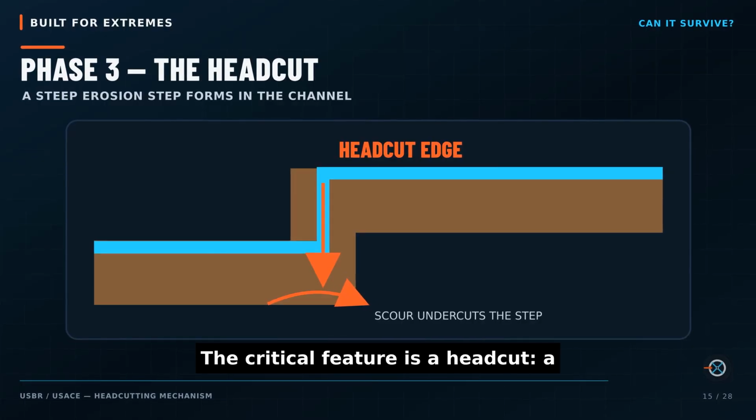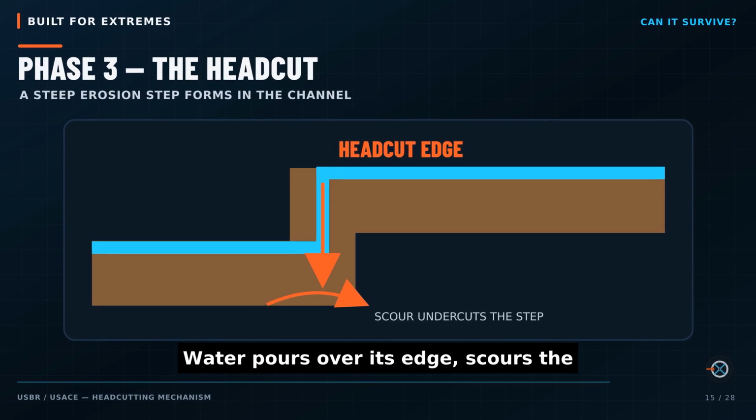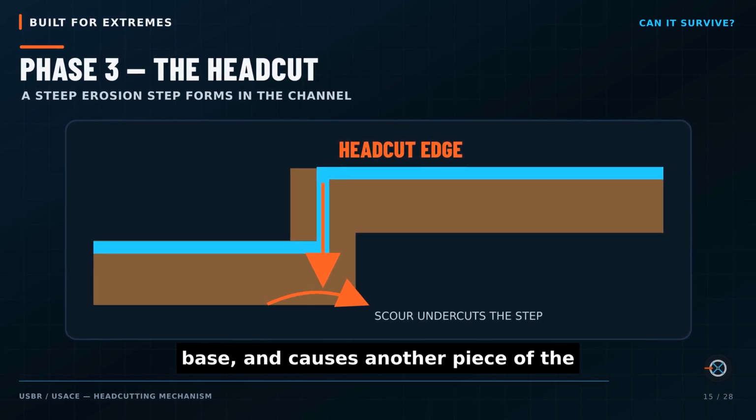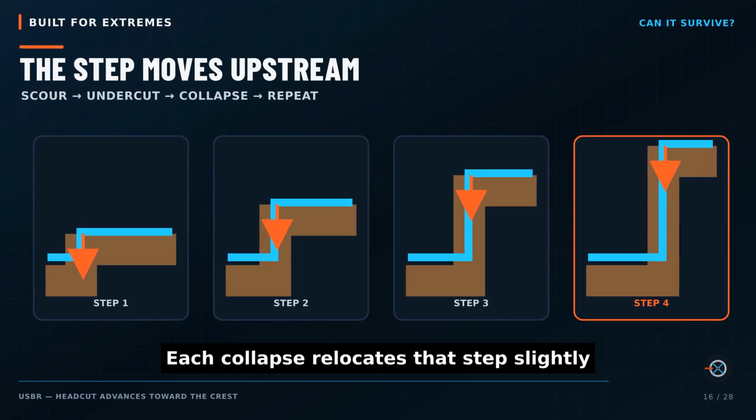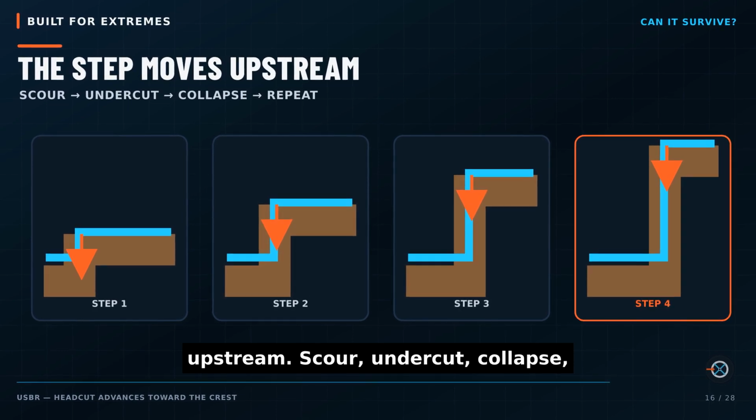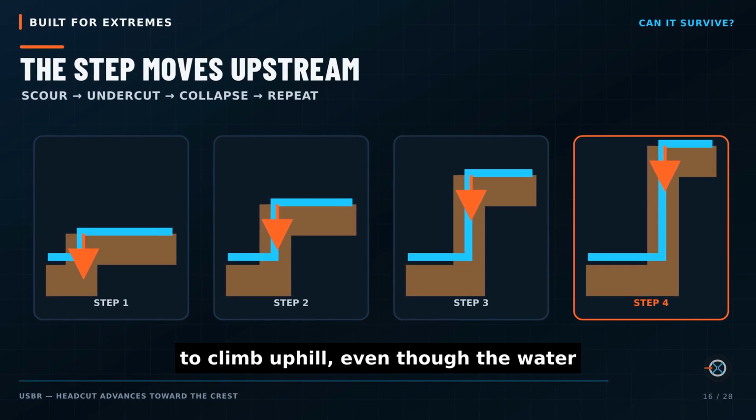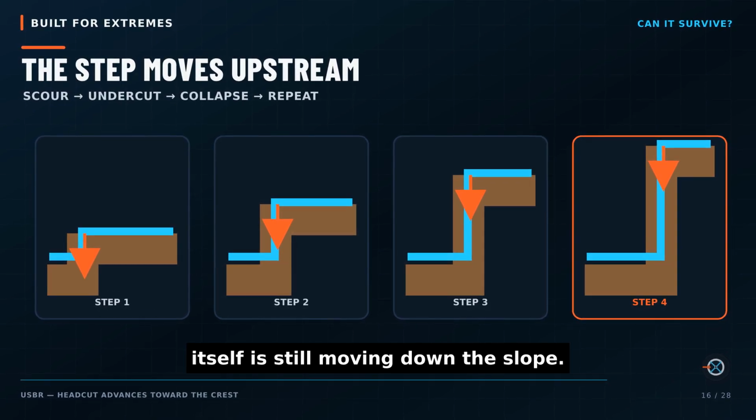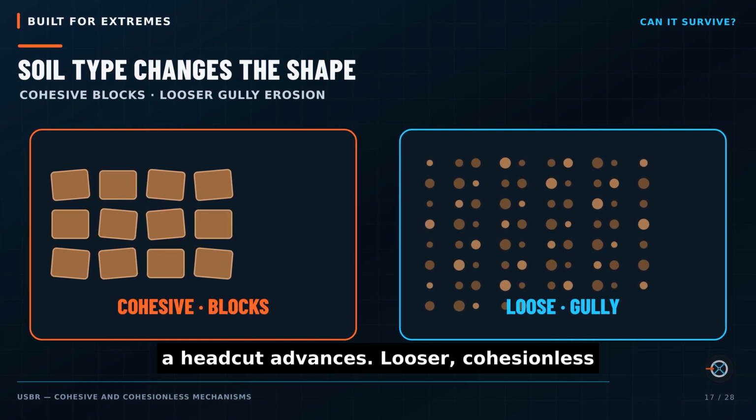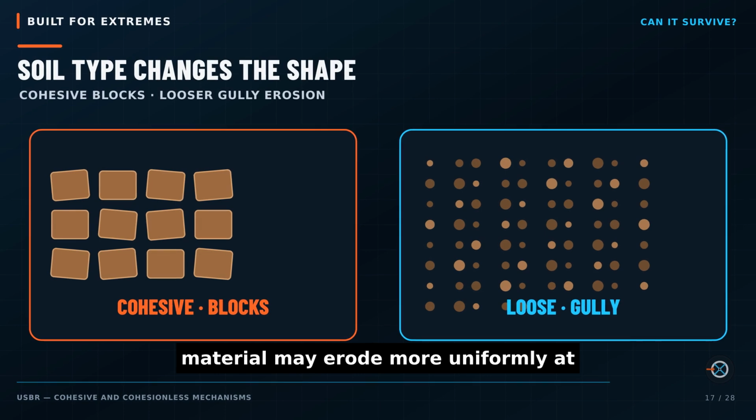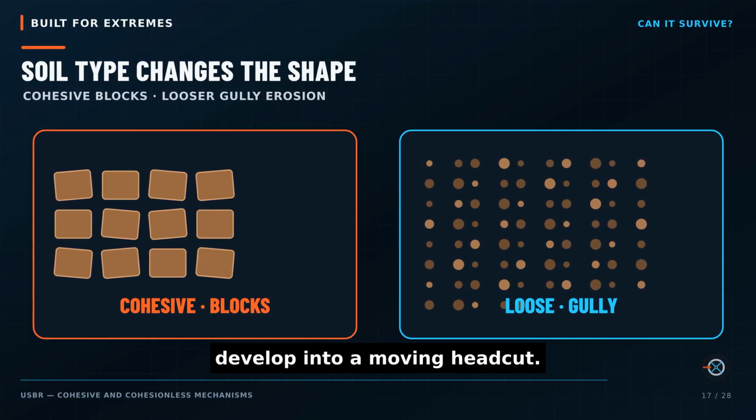The critical feature is a headcut, a steep erosion step inside the channel. Water pours over its edge, scours the base, and causes another piece of the face to collapse. Each collapse relocates that step slightly upstream. Scour, undercut, collapse, repeat. To the eye, the whole seems to climb uphill, even though the water itself is still moving down the slope. Cohesive soil often fails in blocks as a headcut advances. Looser, cohesionless material may erode more uniformly at first, but an irregularity can still develop into a moving headcut.